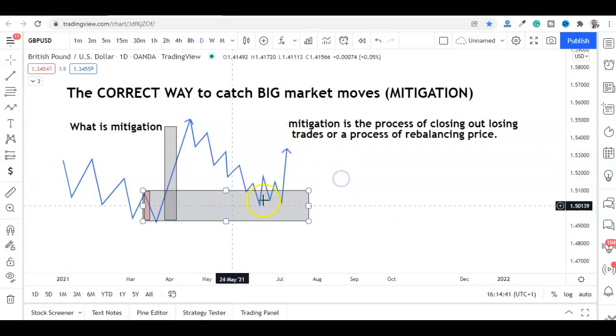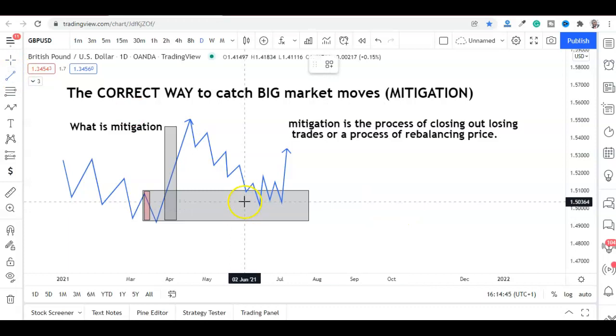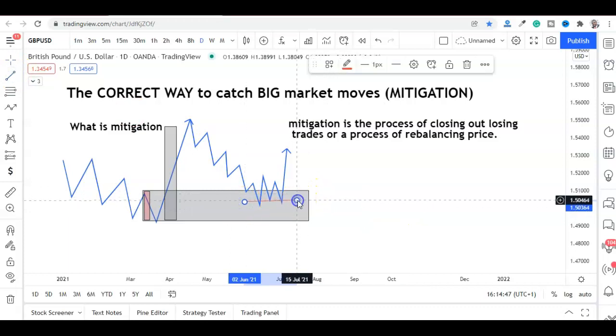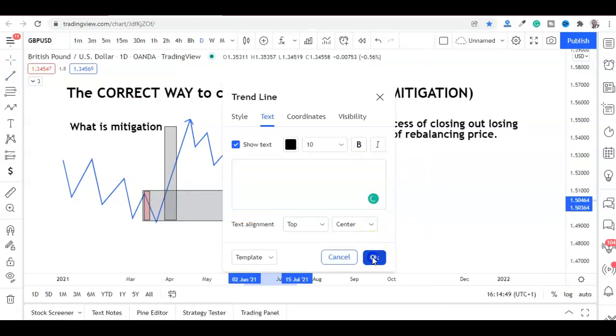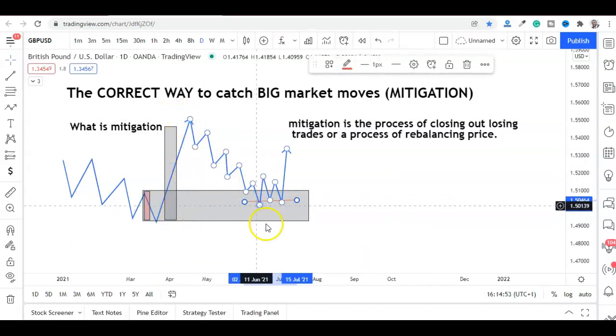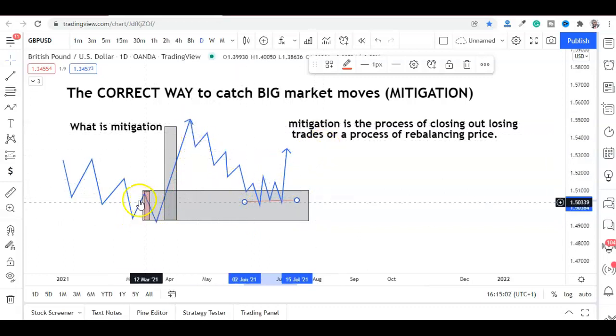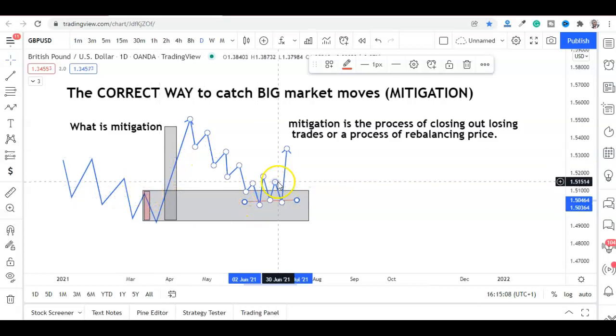Okay, all those rejections are simply smart money closing their sell position. Okay, they are simply closing their sell position. That is simply mitigation. When price comes back into this region, we call that mitigation in forex trading. Mitigation. To mitigate simply means to close out losing trades. Okay, their sell position here will come back to be closed.